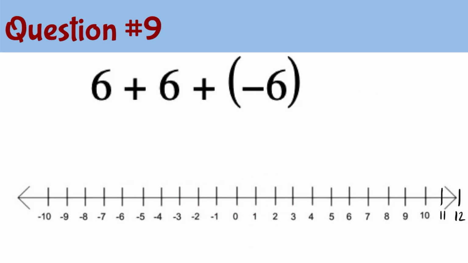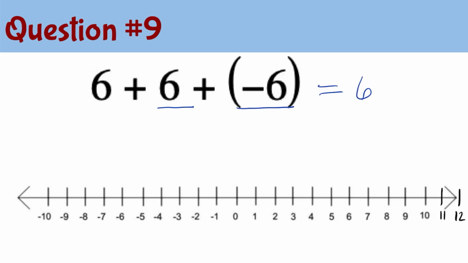Question number 9. 6 plus 6 plus negative 6. One way to solve this problem is taking out 0 pairs. When I say 0 pairs, this means a positive 6 and negative 6 will be 0. So you will end up with the remaining 6. So we're expecting that the answer is 6 for this question.